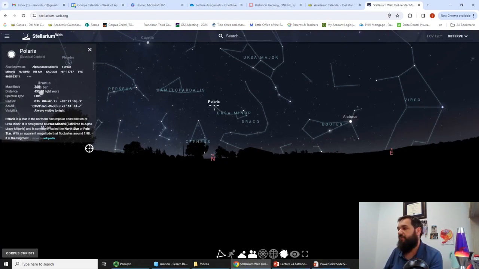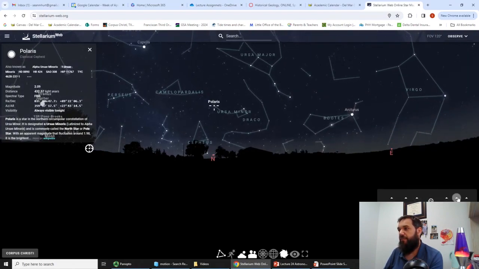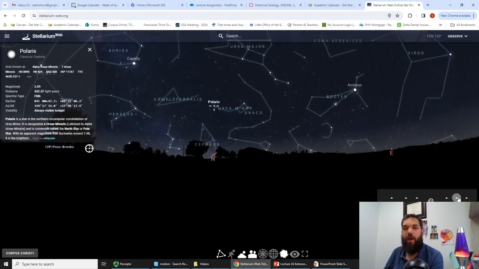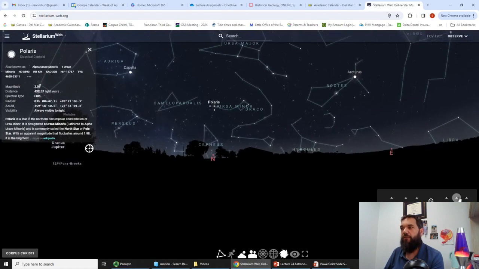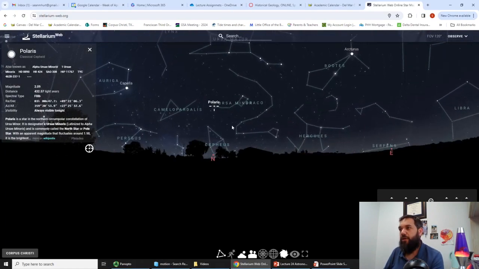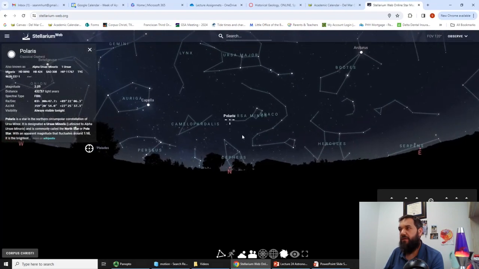Okay, so I'm going to fast forward through time and show you that as we go through time, everything is zipping around counterclockwise around Polaris. Polaris is part of the constellation Ursa Minor.